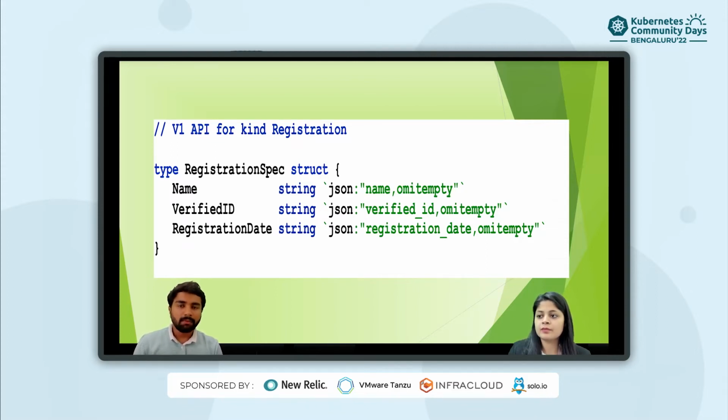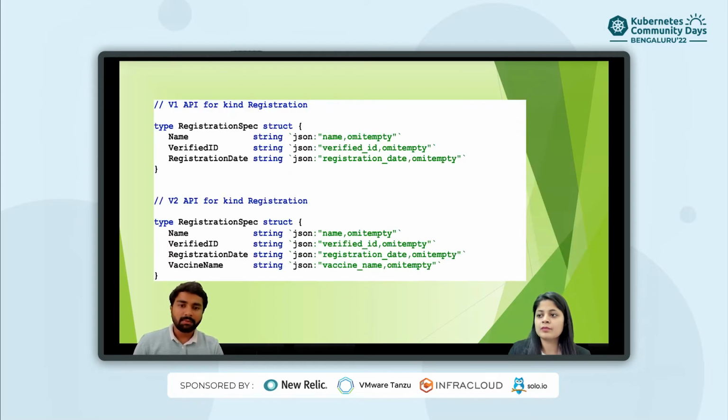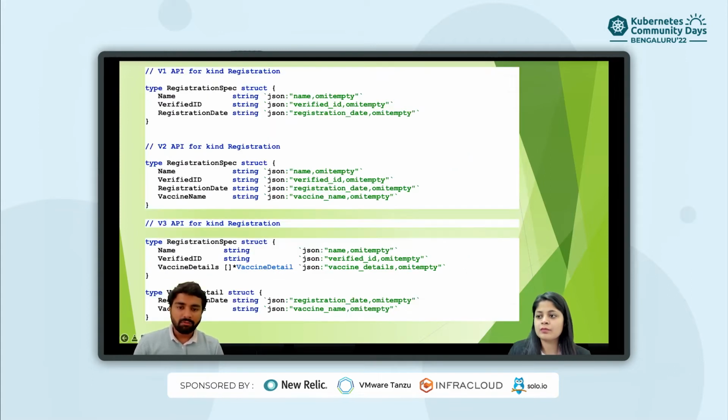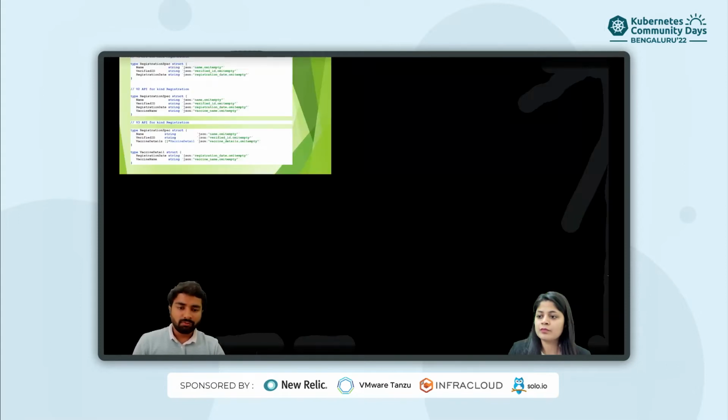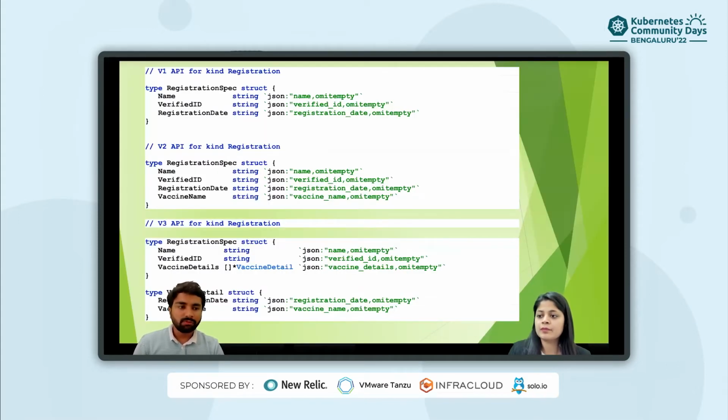Later, multiple vaccines came in the market, so we updated our version to V2, which added a new field called vaccination name. After that, we found that one person can be vaccinated with multiple vaccines and multiple times. So we added a new V3 API, which has a list of vaccination details. We will assume for this example that the storage version of our etcd is V3.